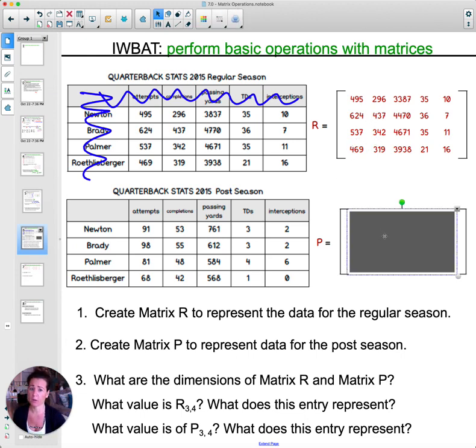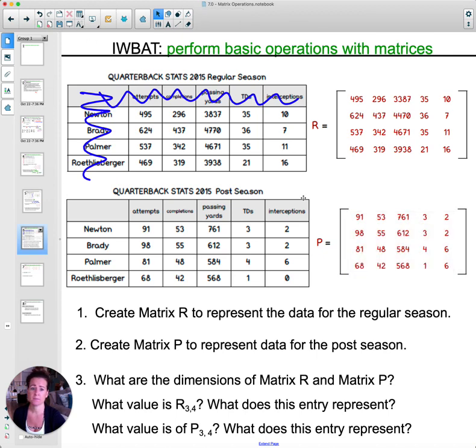And then do one for the postseason. So what are the dimensions of the matrix? So we just said that. So we're comparing 4 quarterbacks and 5 different stats. So 4 by 5. What is the value of R3,4? So go to row 3, column 4. So 1, 2, 3, 1, 2, 3, 4. Okay, so it's 35. And what does it represent?